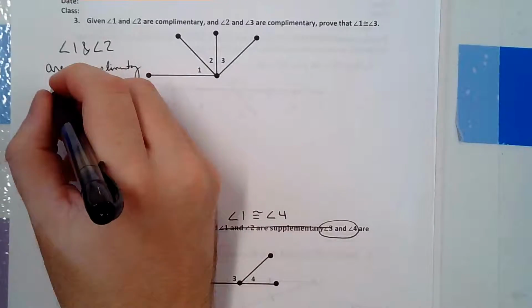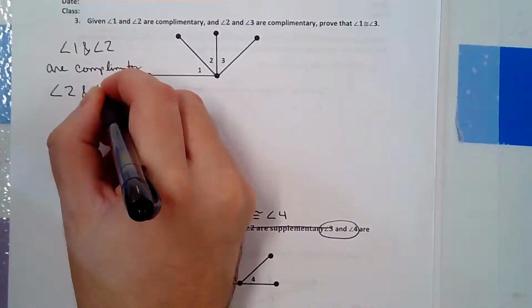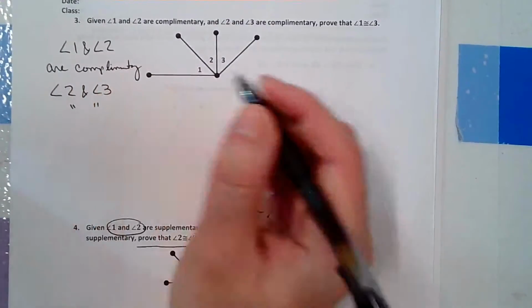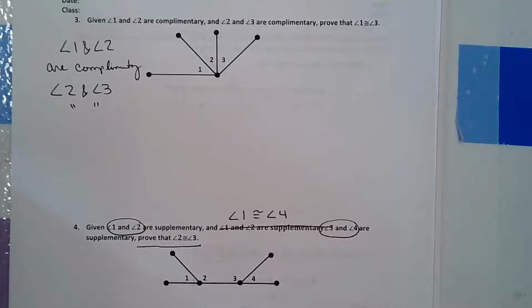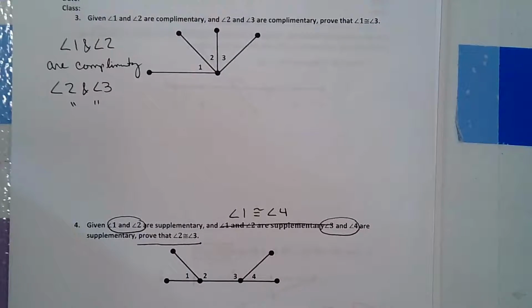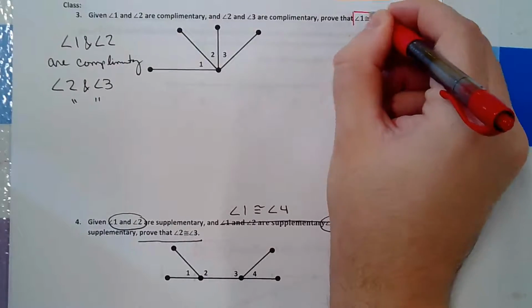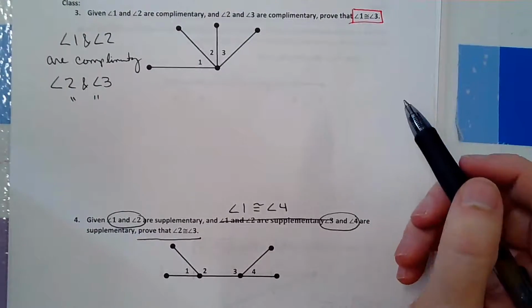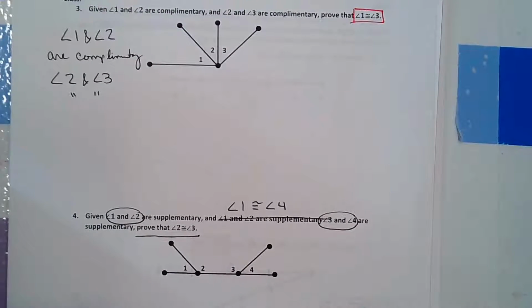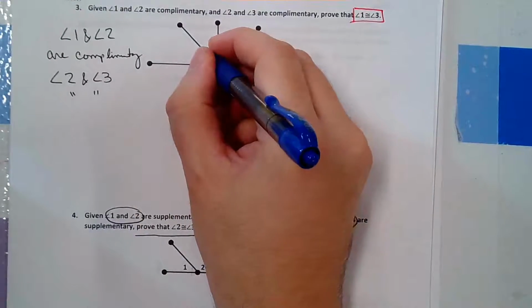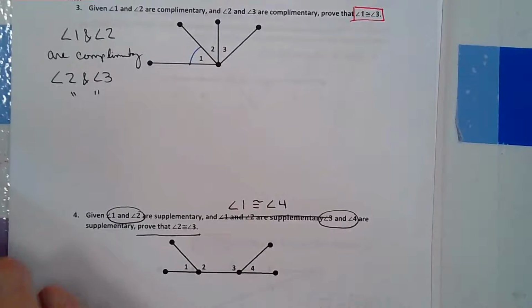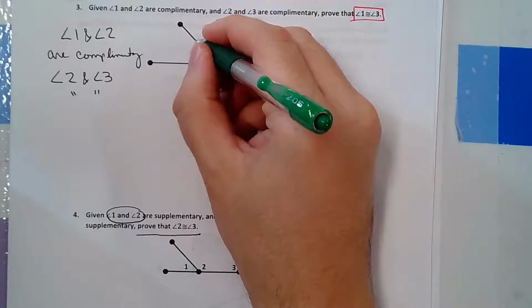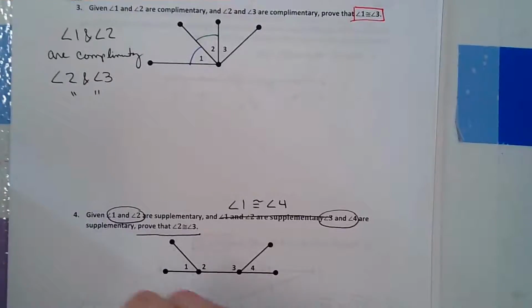We're also given that angle 2 and angle 3 are complementary. I'm going to do double quotation marks to say same thing. This is what we're trying to prove, that 1 and 3 are congruent. So given this information, if I know 1 and 2 are complementary, what does that also tell me? We just said it. They equal 90 when you add them up, right?